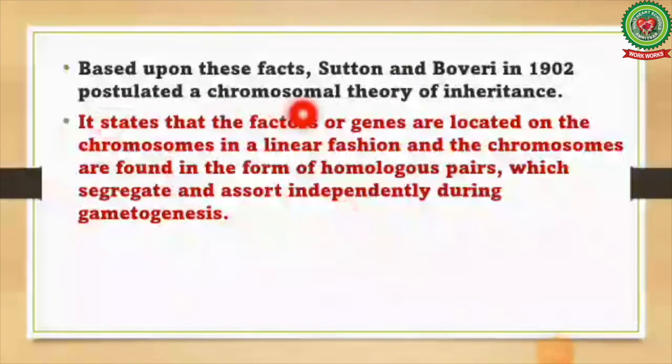Based upon these facts, Sutton and Boveri in 1902 postulated a chromosomal theory of inheritance. It states that the factors or genes are located on the chromosome in a linear fashion and the chromosomes are found in the form of homologous pairs which segregate and assort independently during gametogenesis.